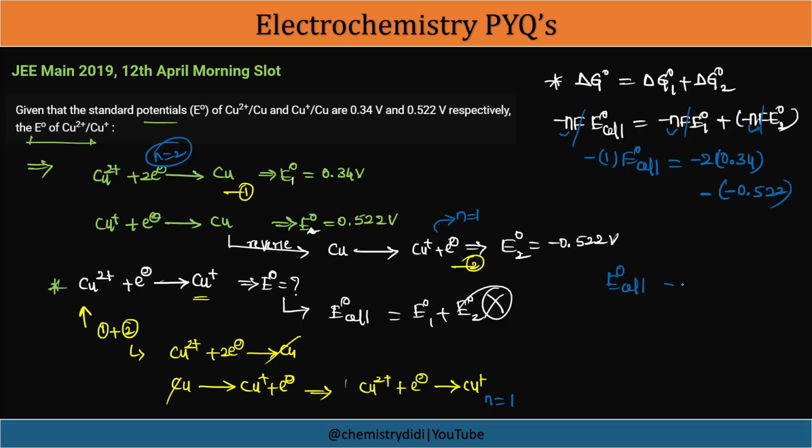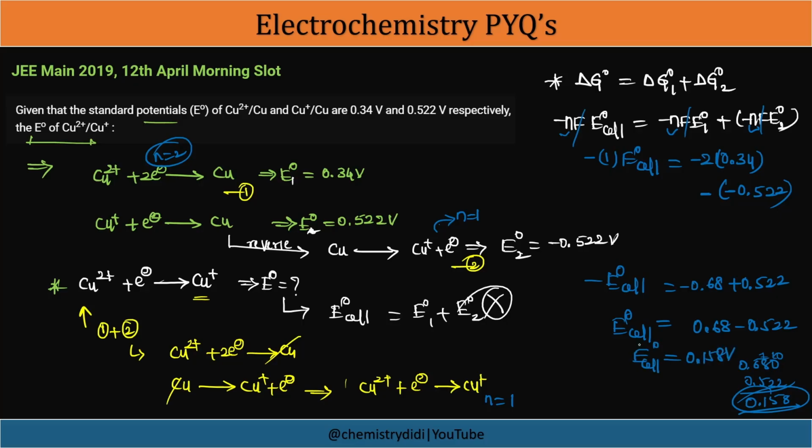E naught cell is equal to, just take this negative sign over here, or else let me write one more step. This is 2 4s are 8, 2 3s are 6, and it will be minus 0.68. This will be 0.522. And E naught cell will be 0.68 minus 0.522. How much will you get? I'm very bad at calculation, but you can do this much, right? 10 minus 2 is 8, here 7 will remain, and 6 minus 5, yes, we have got the answer, which is 0.158 volts. So this is our correct answer.